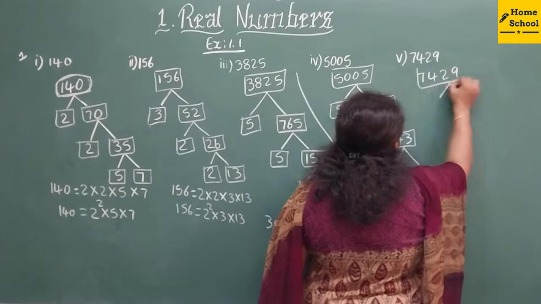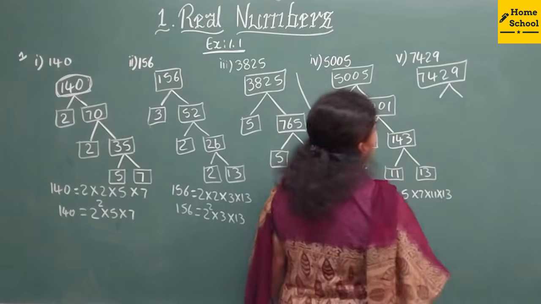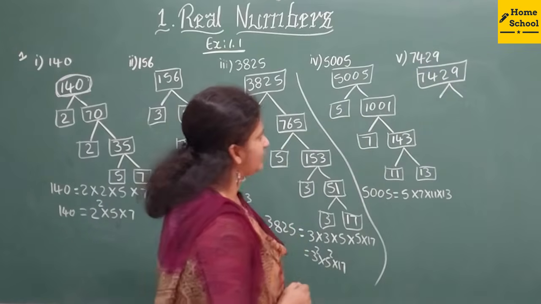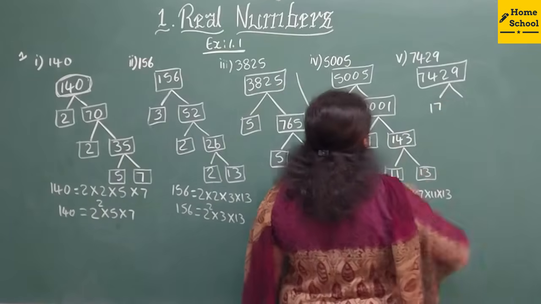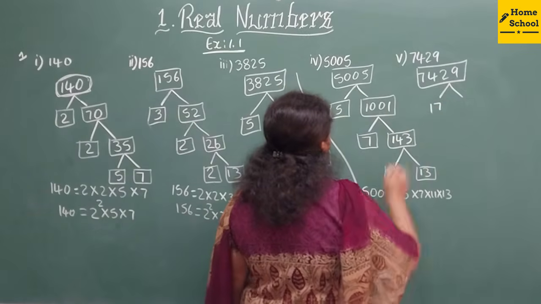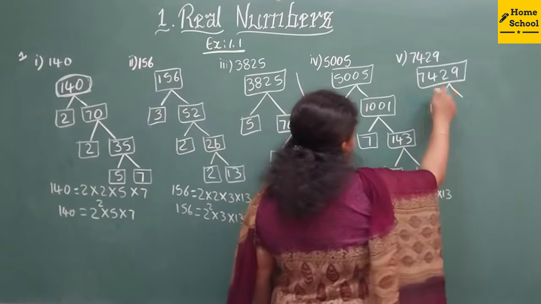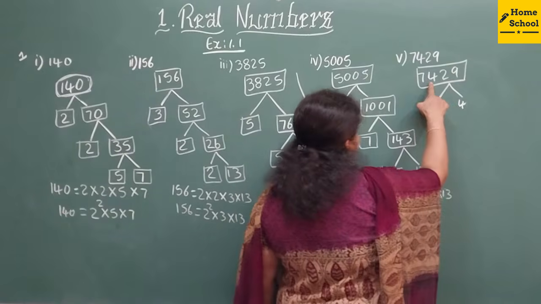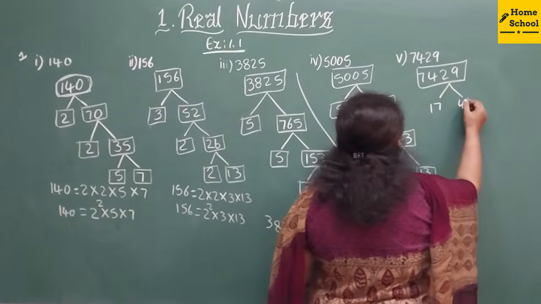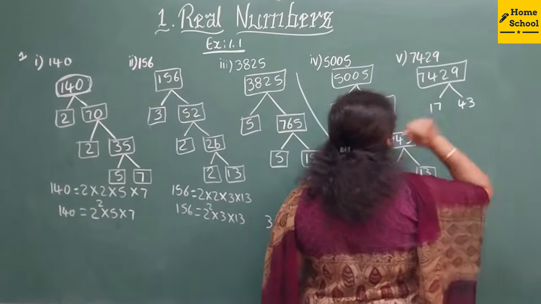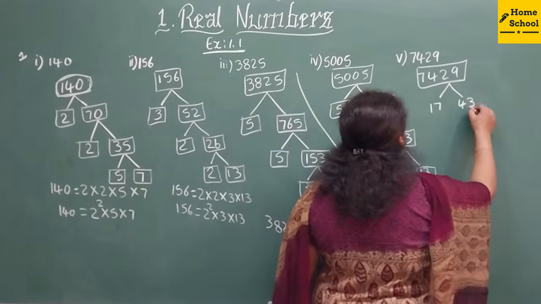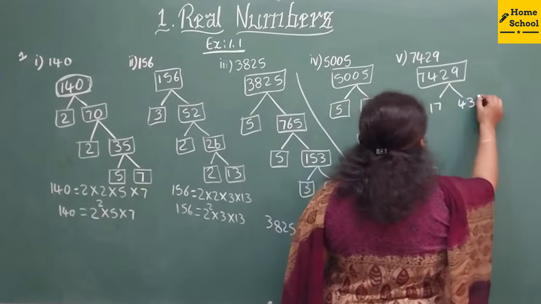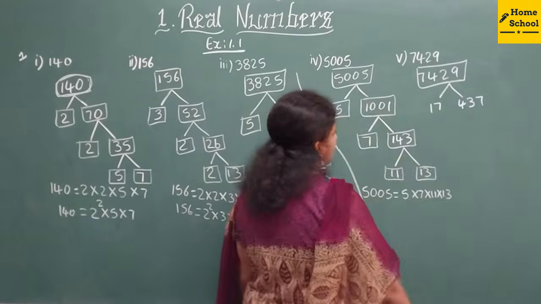7429. Oh, I think this is a big number. Small single digits we can't get. So let's move to the 17 table. 17 fours are 68, 68 and here 6 left, 62. 17 threes are 51. That means 119. 119 means again 17 sevens are 119.